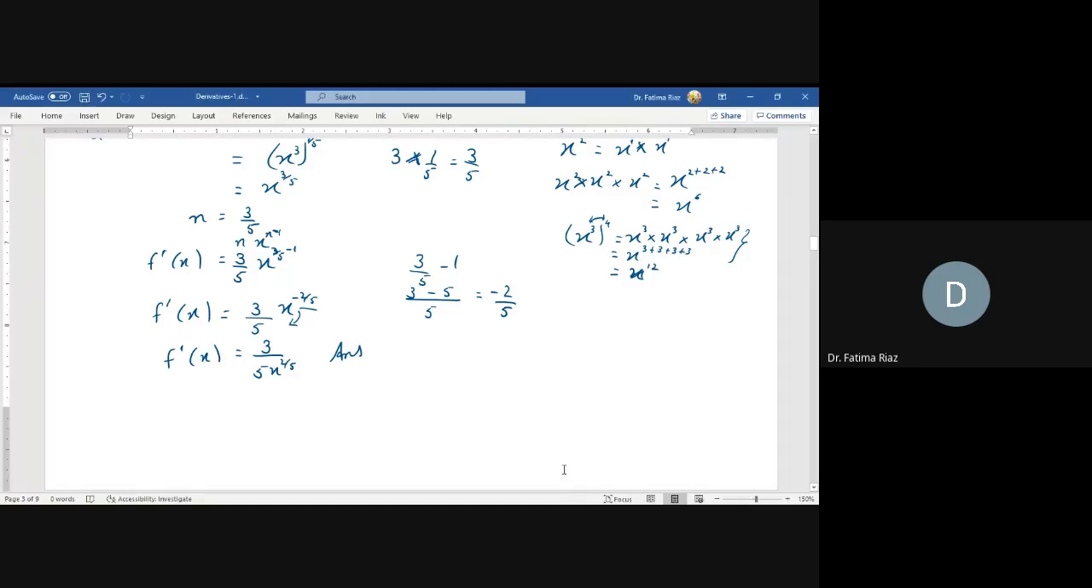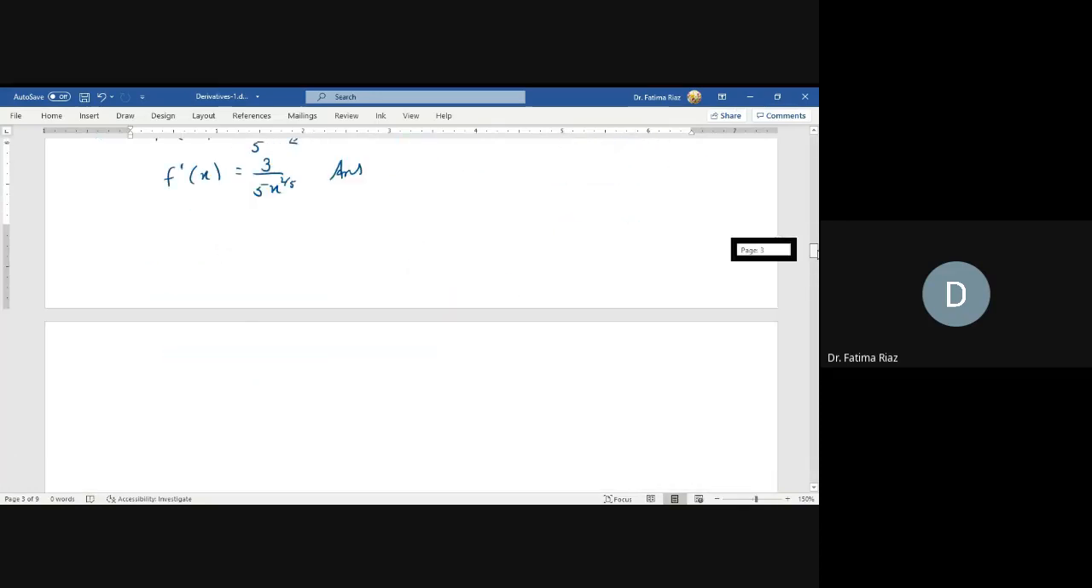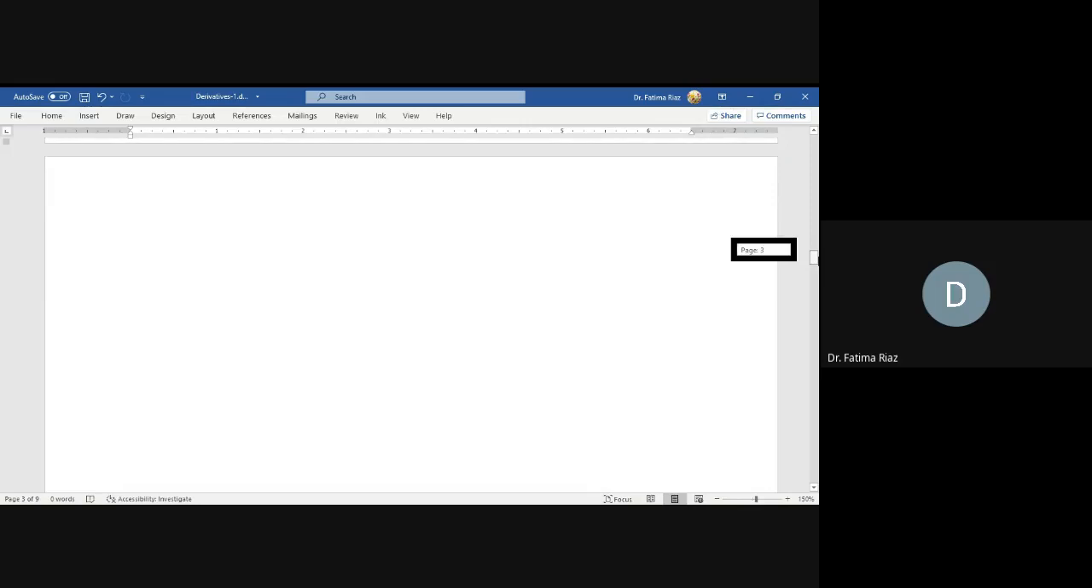Okay, the next rule. Rule number 3. Okay, what is rule number 3? That is constant times a function. That if your function is multiplied with some constant, that constant can be positive, that constant can be negative, that constant can be in the fraction form, that constant can be in the root form.